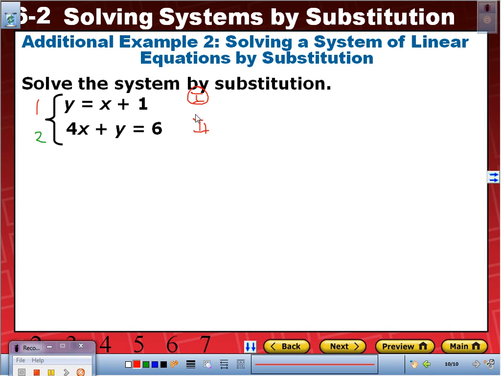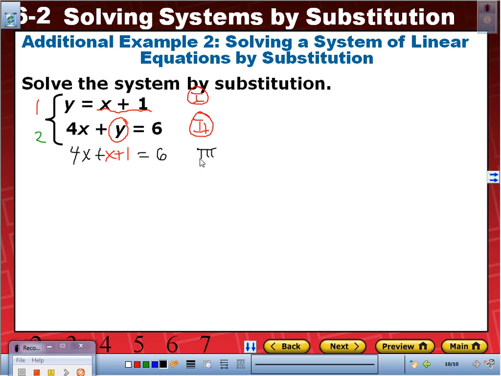Step 2, what do we have to do for step 2? Substitute this equation into the other. So check this out. y is x plus 1. So here, instead of y, what do I write? x plus 1. So I write x plus 1. And I bring everything else down: 4x, the plus, the equals, and the 6.